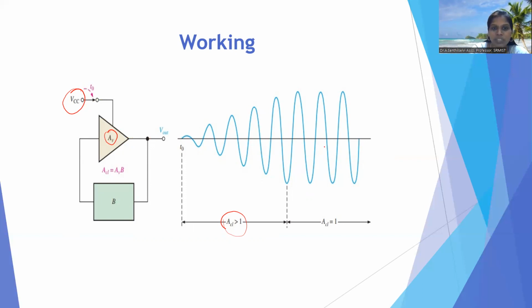See here, at a time t naught, the closed loop gain value is greater than or equal to 1. At that time the oscillation gets started. When the closed loop gain equals 1, the oscillation is produced. This is about the working of an oscillator.